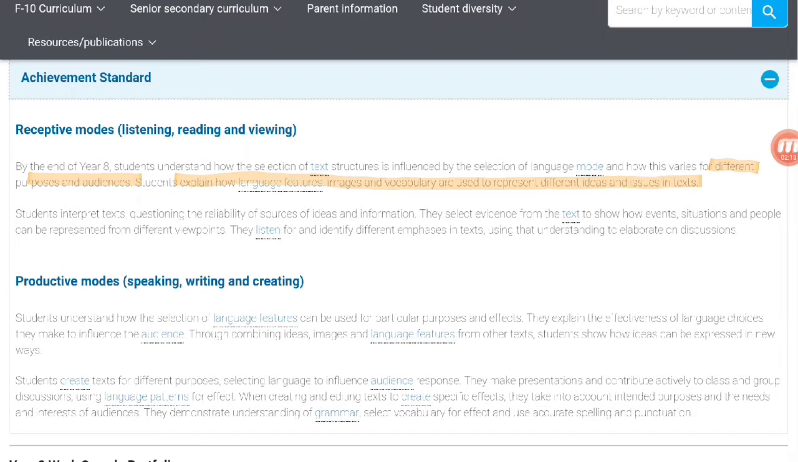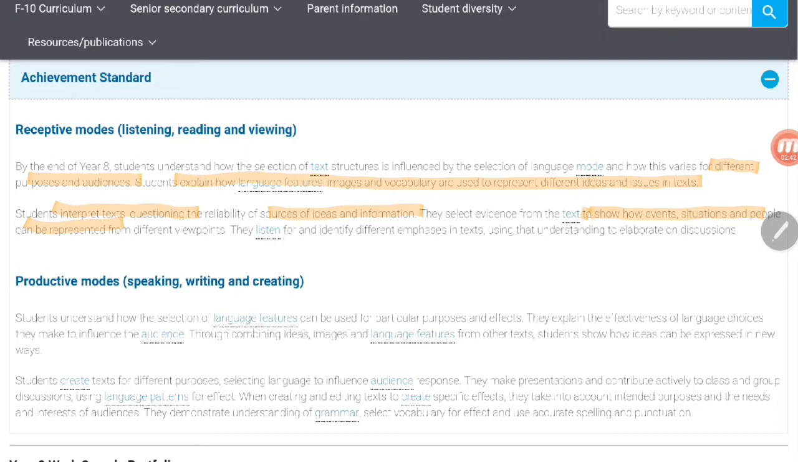Students interpret text, questioning the reliability of sources of ideas and information. They are absolutely interpreting the texts. We used that cognition earlier when we were looking at their knowledge and skills. And they are looking at ideas and information within the texts. They select evidence from the text to show how events, situations, and people can be represented from different viewpoints. Well, they definitely are looking at how events, situations, and people can be represented.